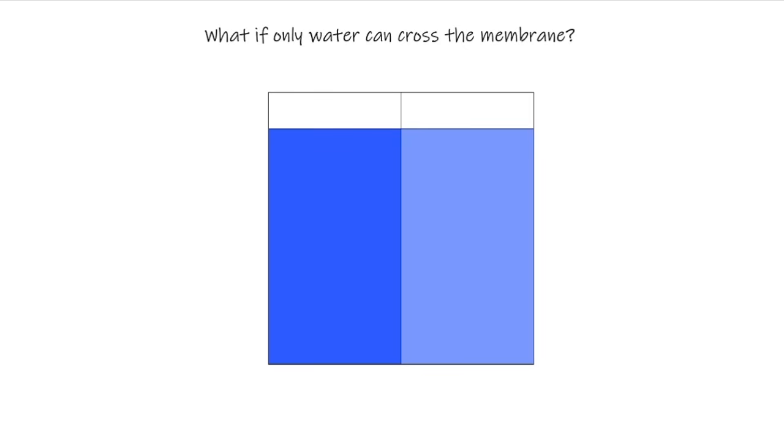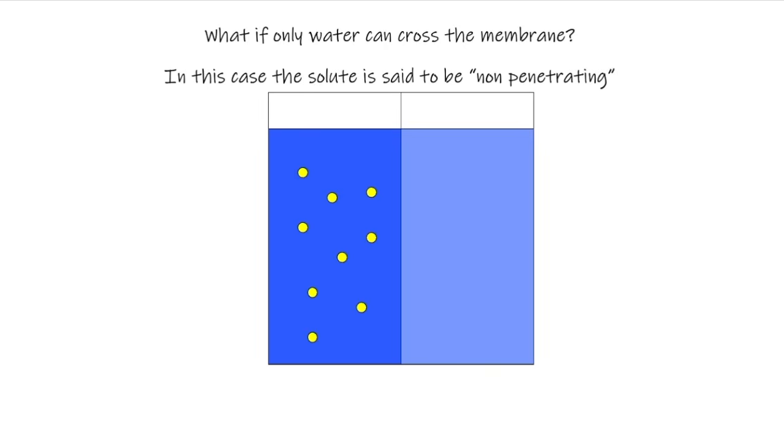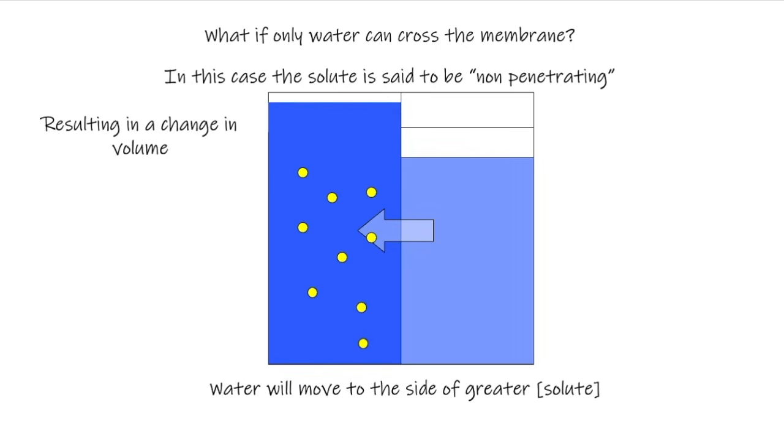Now let's change the situation. Suppose the membrane is permeable to water, but solute cannot cross. This type of solute is called non-penetrating solute because it cannot cross the membrane. Because the solute cannot simply diffuse across the membrane and eliminate its concentration difference, it can produce a sustained force that redistributes the water across the membrane. The resulting net movement of water across a selectively permeable membrane is called osmosis.